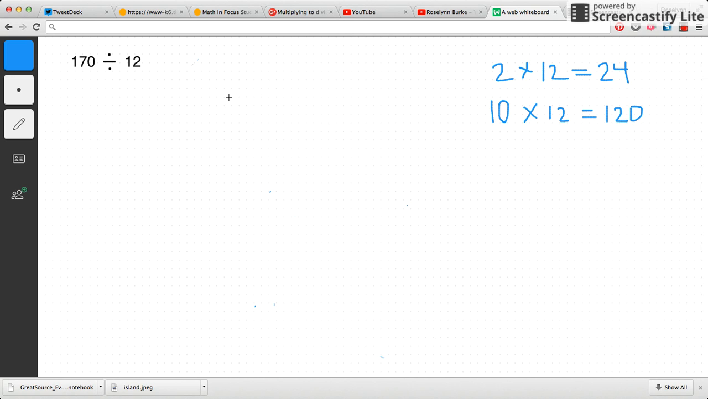All right, let's go back to the problem. How many groups of 12 are in 170? I know there has to at least be 10 groups of 12 in 170 because 10 groups of 12 is 120. So I'm going to write 10 groups of 12 equals 120. That is not quite 170, so I know that I should have more than 10 groups of 12.